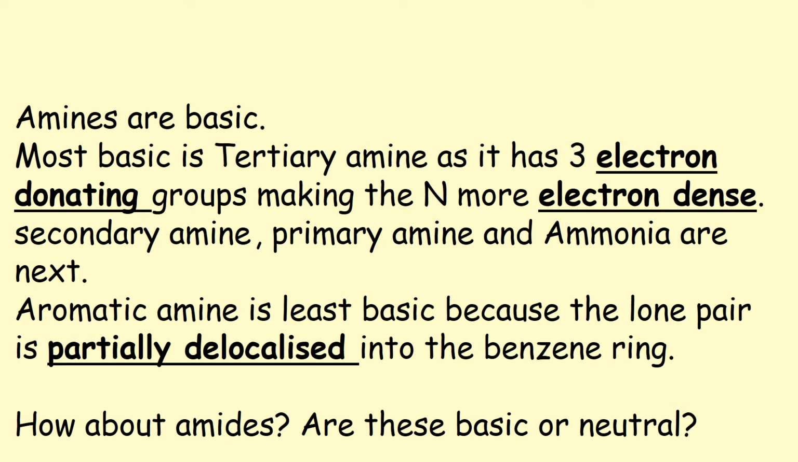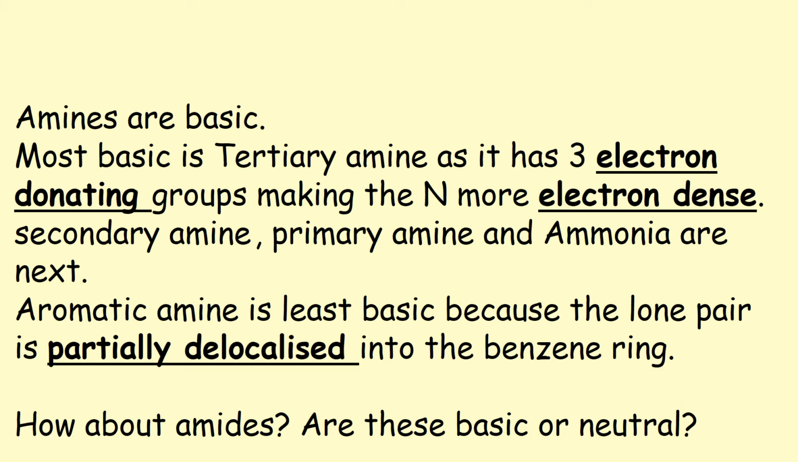Okay, so we know from before that amines are basic because they have a lone pair of electrons that can form a dative covalent bond with a H+ or proton. So the most basic is going to be the tertiary amine because it has 3 electron donating groups, making the nitrogen atom a lot more electron dense. Remember the nitrogen atom already has a lone pair. If it's got 3 alkyl groups, all 3 are going to donate electrons towards the nitrogen, making it very electron dense. Next will come the secondary amine because it's got 2 alkyl groups.